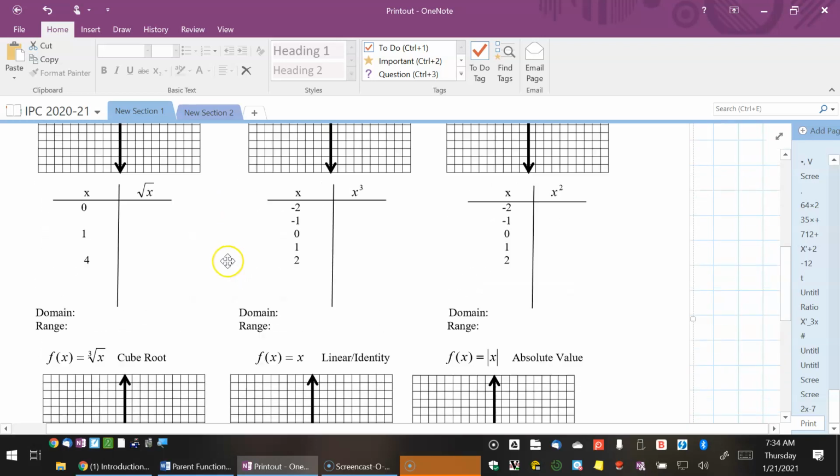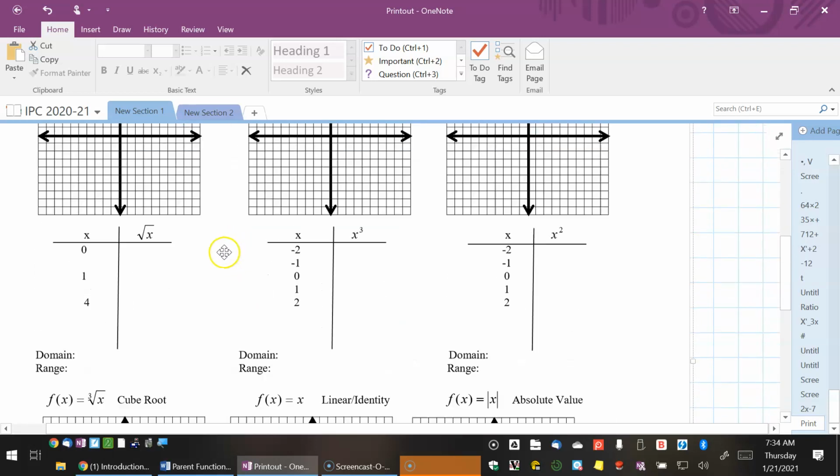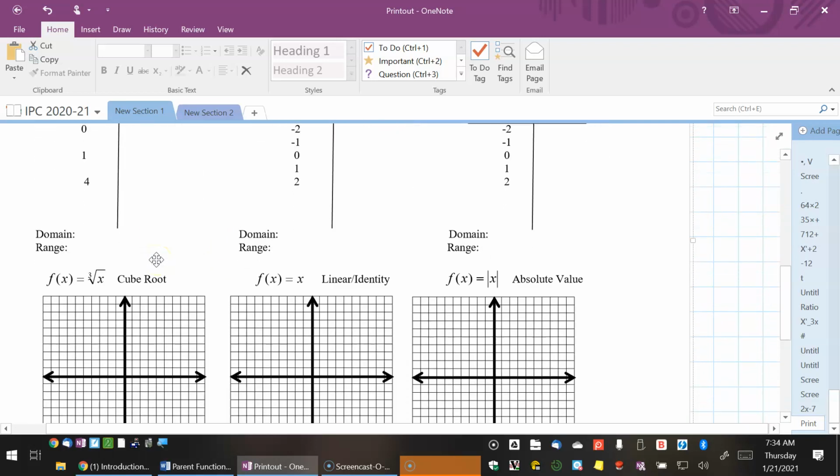And then, square root and cube root, and then absolute value. Okay, these are the 6 different types of functions that you spend the most time with. There are others, and we'll actually look at some others later on in the year. But these are going to serve as our starting points.